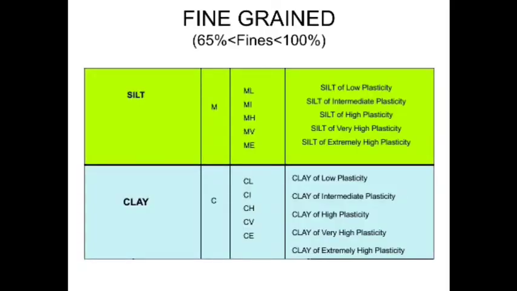For the fine grained soil, they are divided into two, which is silt and clay. And for the silt, the subgroups vary from silt of low plasticity to silt of extremely high plasticity. Same goes to clay, where the subgroups vary from clays of low plasticity to clay of extremely high plasticity. Types of soil are designated by capital letters such as M for silt, C for clay, S for sand, G for gravel, O for organic soil, F for fine soil, and also PT for peat.